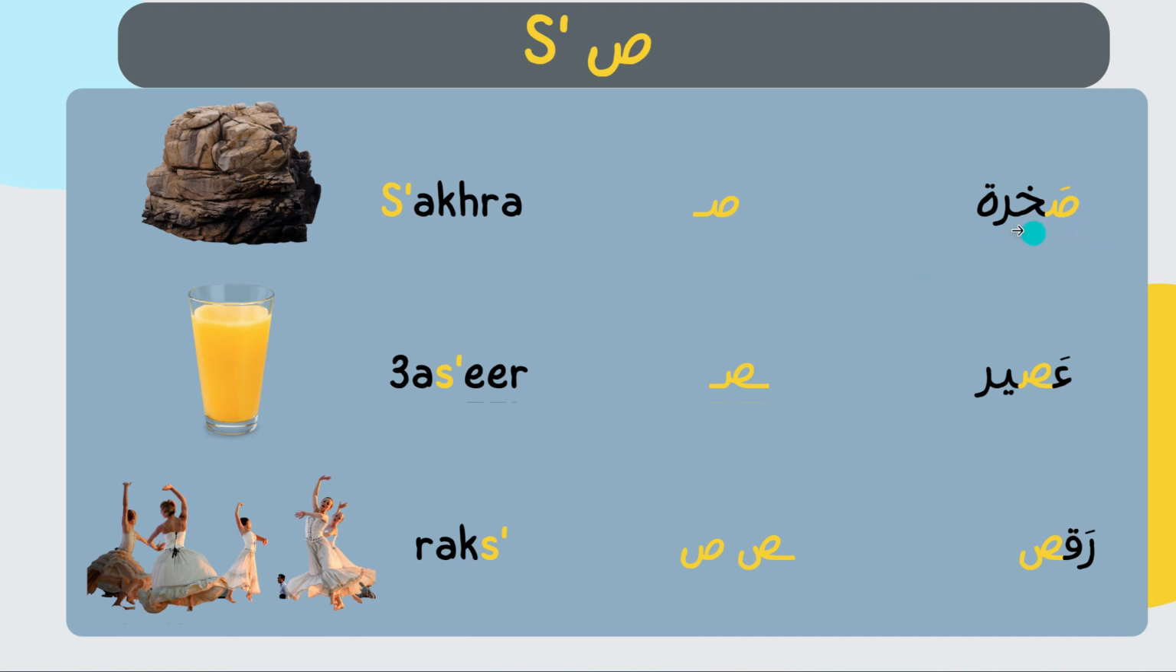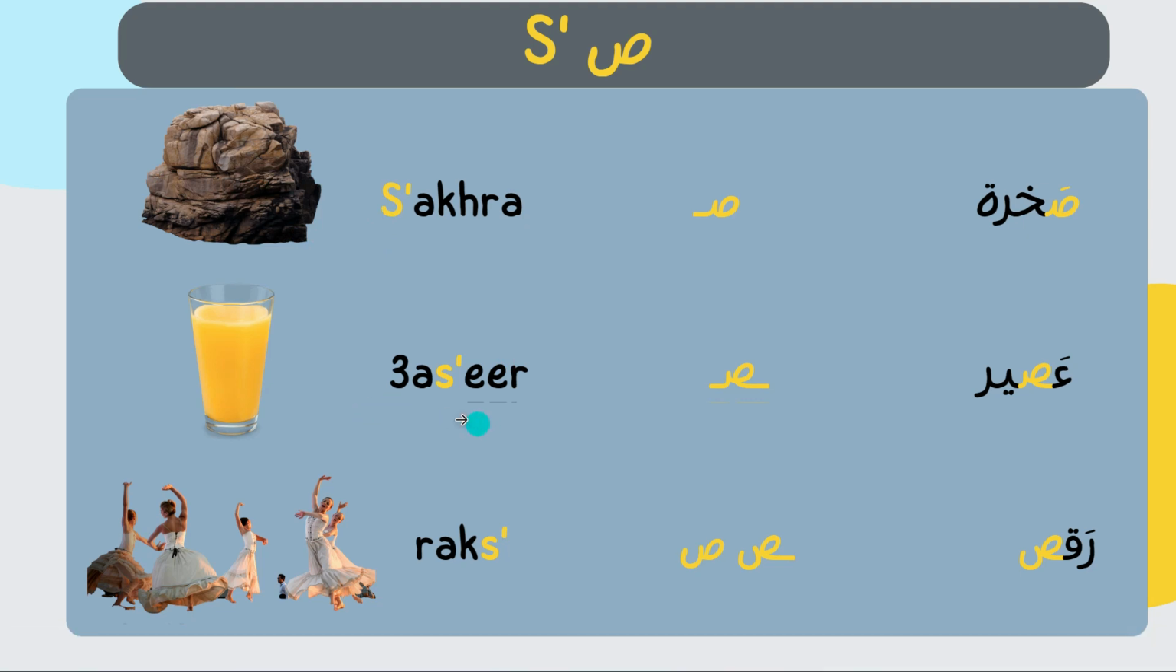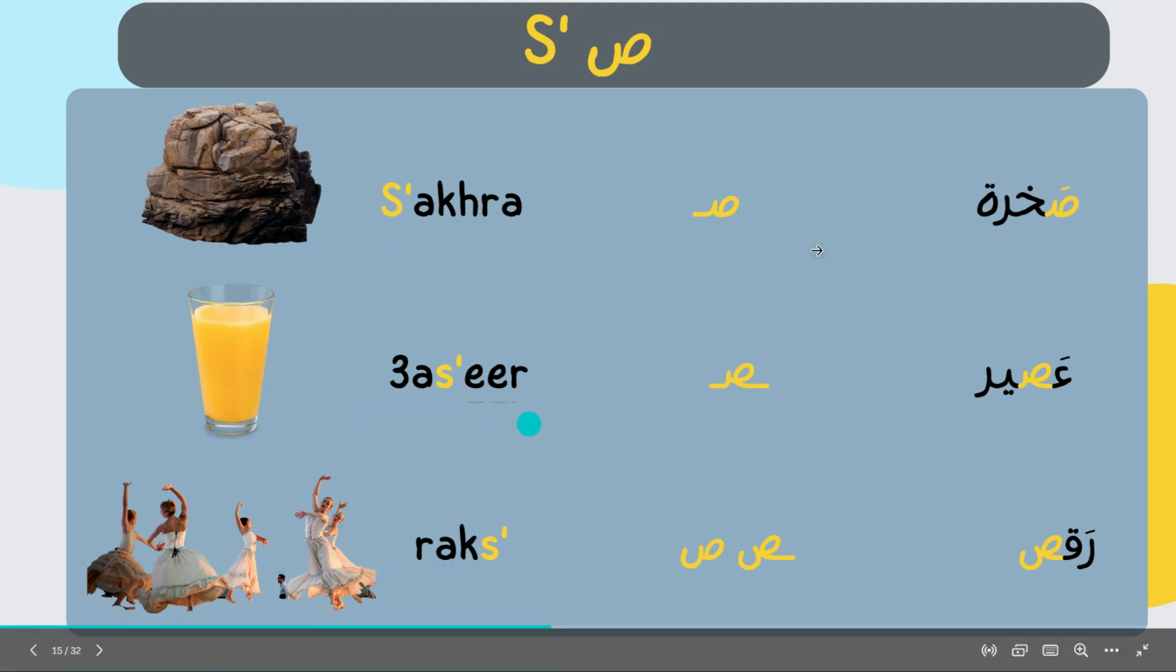Sakhra, Sakhra. Second word, your turn. Asir, Asir. Third word, your turn. Raqs, Raqs. So the first word is rock, the second word is juice, and the third is dance.